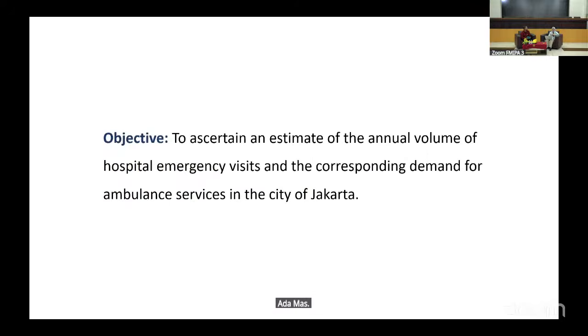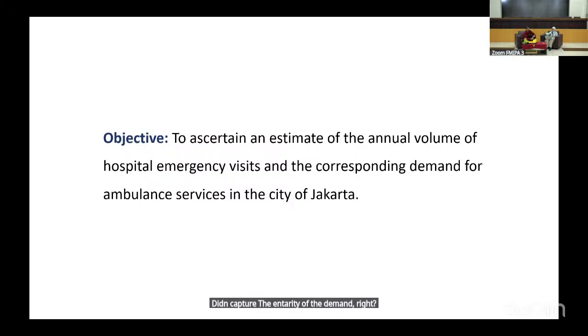The purpose of this is to know the annual volume of hospital emergency visits and the corresponding demand for ambulance service. So, people who go to the hospital emergency department (UGD), and then the part of them who actually use the ambulance. How many of them? We want to know because our survey didn't capture the entirety of the demand, right?